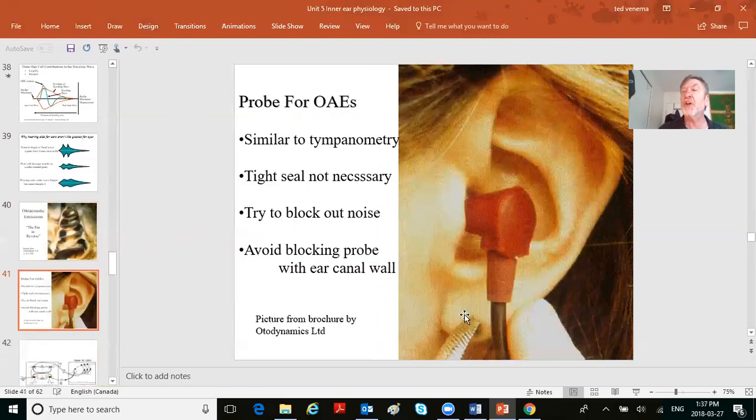The ear working in reverse. And these are used by audiologists for infant hearing screening. It's like the probe tip, similar to what you will learn about in audiometry class, tympanometry. Only you're not checking the middle ear function, you're checking otoacoustic emissions. A tight, airtight seal isn't necessary, but you want to block out the noise and avoid blocking the probe with the ear canal wall.